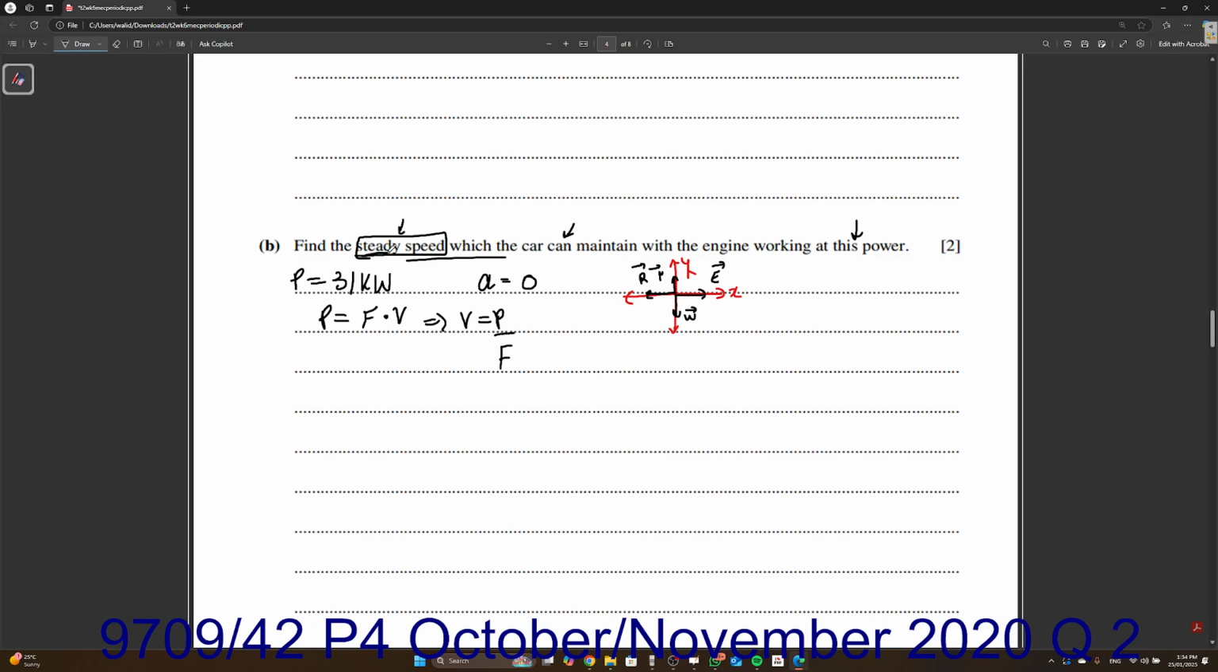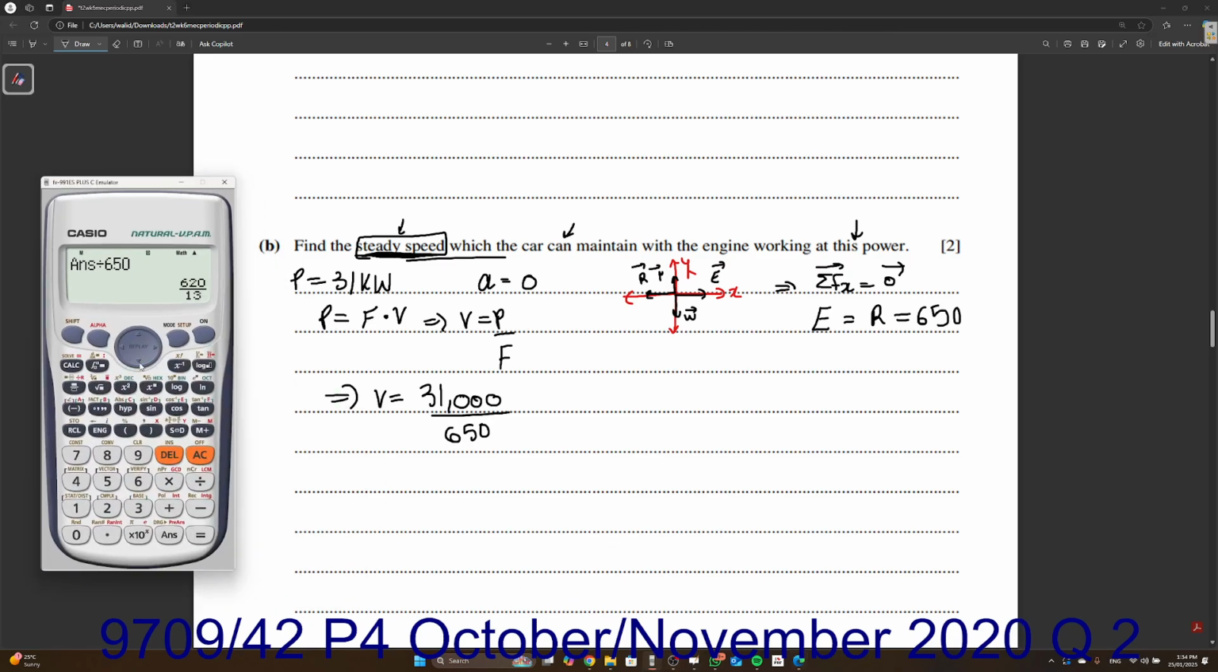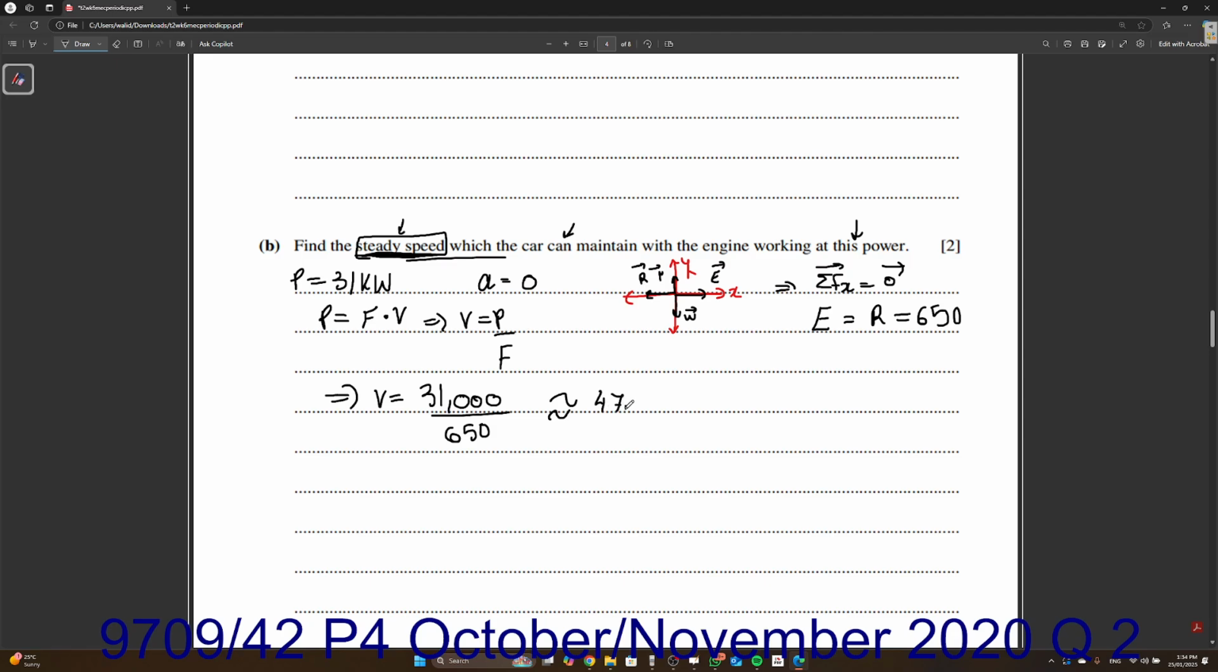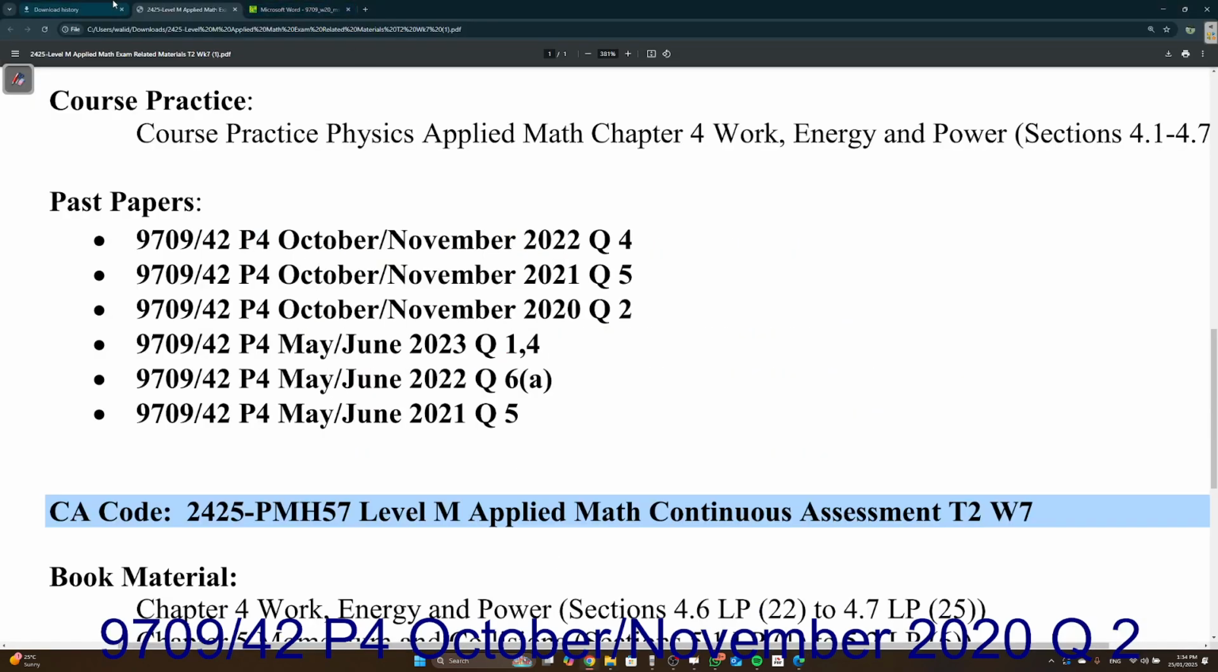Why? Because we said steady speed, so we don't have acceleration. So what we're going to say here, sigma Fx is equal to 0. Okay, so what does that mean? E is equal to R, and what's R equal to? 650. So we figured out what the force is, so 650. Therefore, V is equal to the power, 31,000, don't forget to convert it to watts, over 650, and you get 47.7 meters per second.